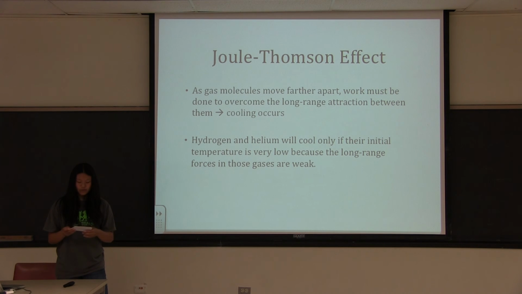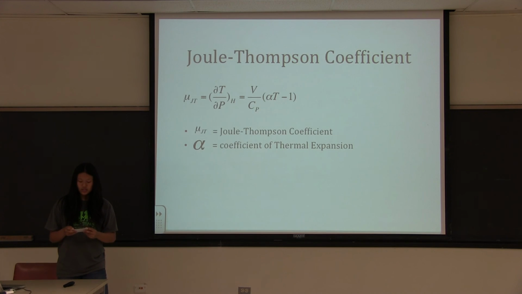As molecules move farther apart, work must be done to overcome the long-range attraction between them, and so cooling occurs. Hydrogen and helium will only cool if their initial temperature is very low, because long-range forces in them are weak. The Joule-Thomson coefficient is the rate of change of temperature T with respect to pressure P in the Joule-Thomson process, and the coefficient can be expressed in the gas's volume V, heat capacity at constant pressure C sub P, and the coefficient of thermal expansion alpha.